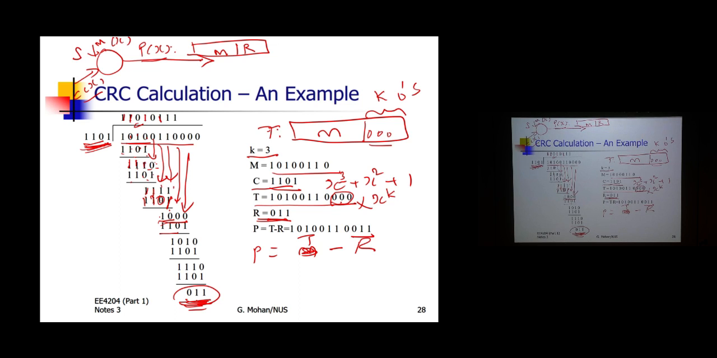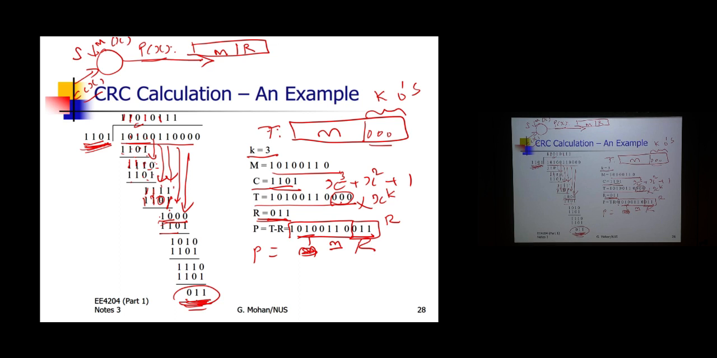Is that fine? So you don't need to actually subtract, even though in terms of operation we say so. What you can do is, this is m, just append it by r, followed by r. That's all. Is that fine?